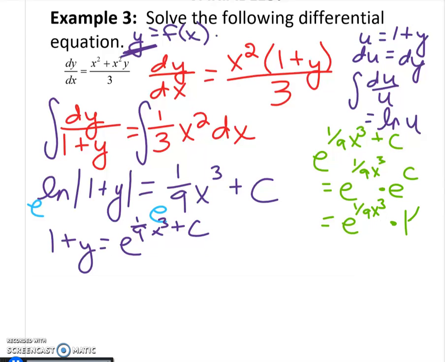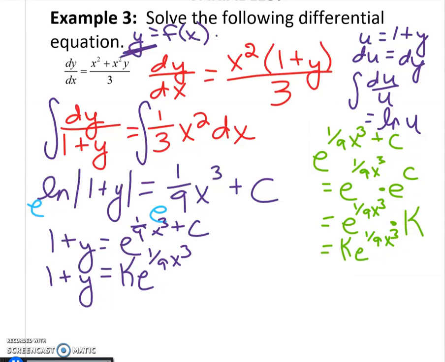Now sometimes they'll change the variable there just so that you can see that it's different from the plus c that we had. So we can think of that as k e to the 1/9 x cubed. So going back to my equation here, I have 1 plus y equals k e to the 1/9 x cubed. And at this point, all I need to do to get the y by itself is to subtract the 1 to the other side. So I have k e to the 1/9 x cubed minus 1. Notice the minus 1 is not in the exponent like the 1/9 x cubed is.